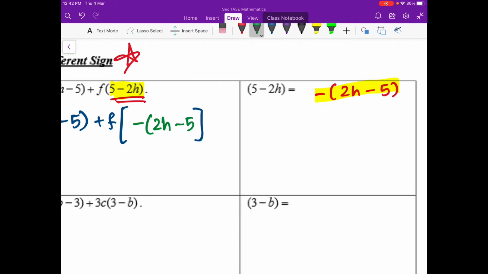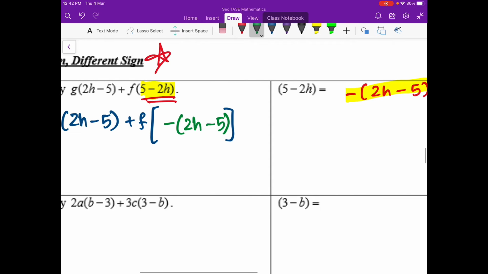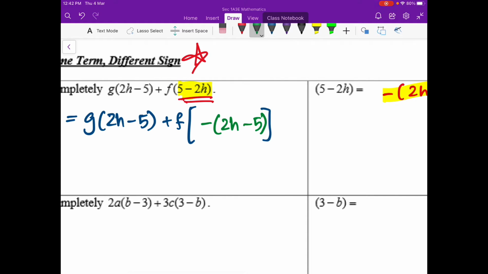Okay, so this is f multiplied by this negative 2h minus 5, which is the same as my 5 minus 2h. Don't copy yet, because I want you to be able to skip the next step. We can skip this particular step. Look, f times negative 1. There's an invisible 1 over here. F times negative 1 gives me negative f. So effectively, this is what's going to happen.